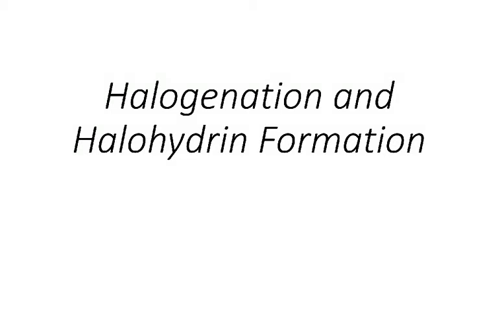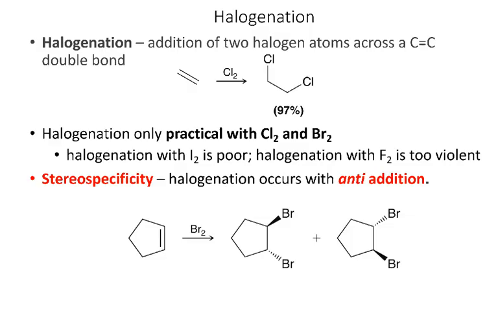In this video, we're going to look at two more examples of addition reactions to alkenes, halogenation and halohydrin formation. So halogenation is simply adding two halogen atoms to our double bond, and the reagent is just the halogen molecule. It turns out halogenation is only practical with chlorine and bromine. Halogenation with I2 is poor, giving low yields, and halogenation with fluorine is simply too violent.